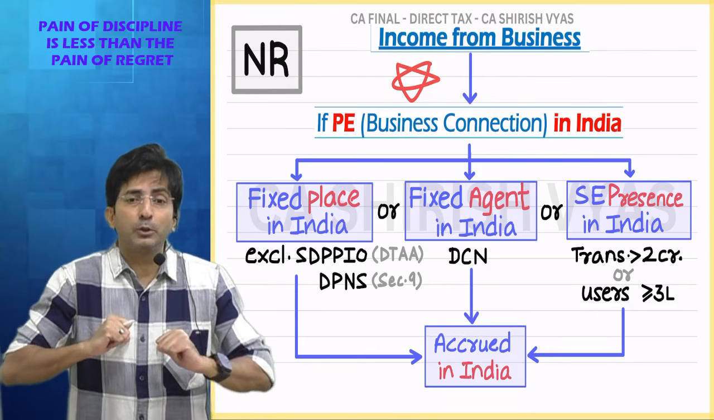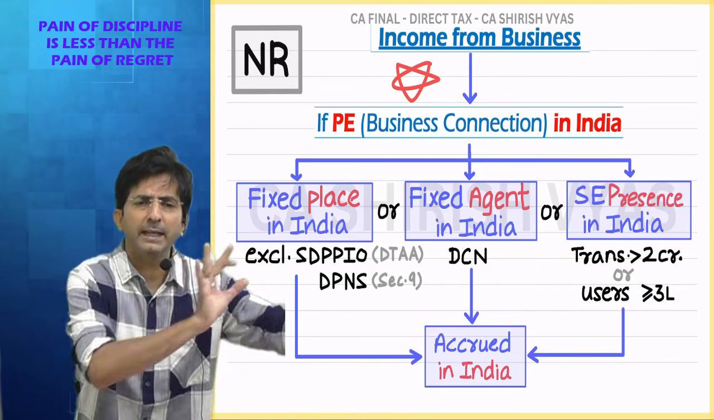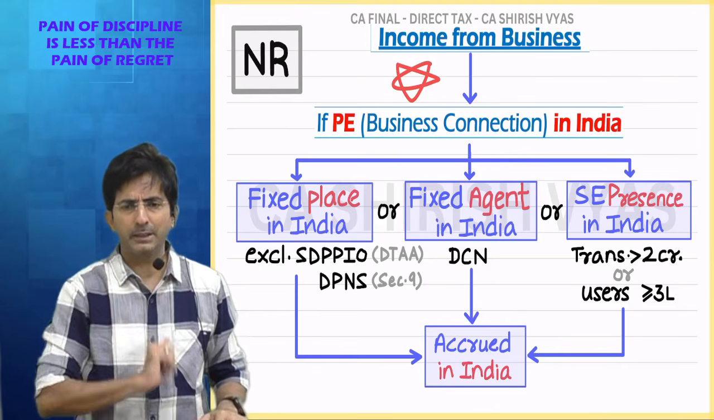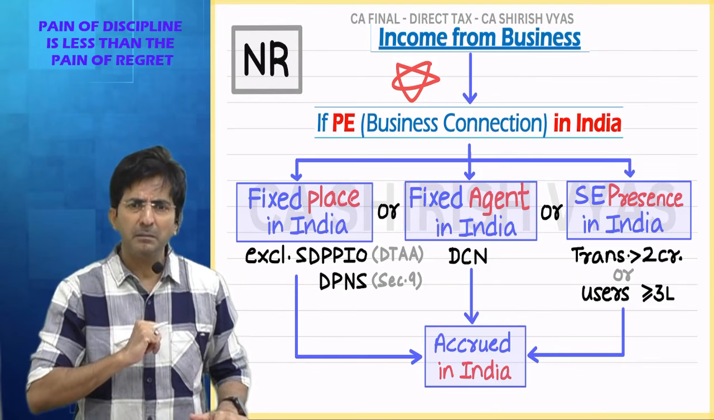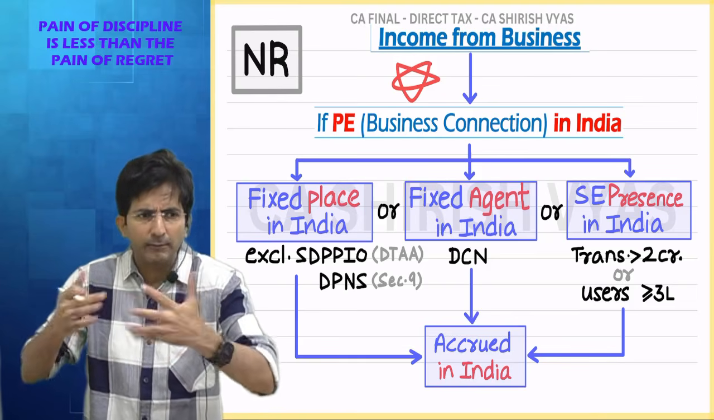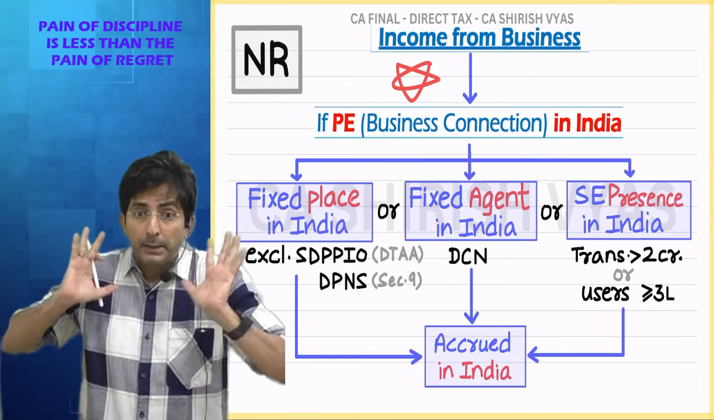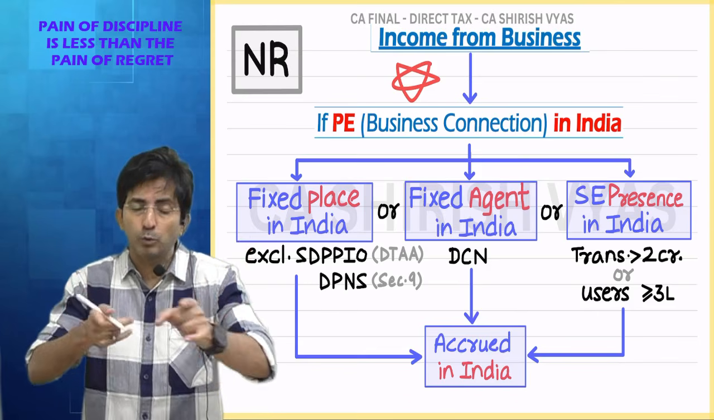That means if my position is, what, Shirish, you just bring the leads to us, you just bring the leads to us, then I am not a PE. My role should be the main role. Either I should enter into the contract with the customer, conclude the contract, or I should play the principal role which leads to conclusion of contract.